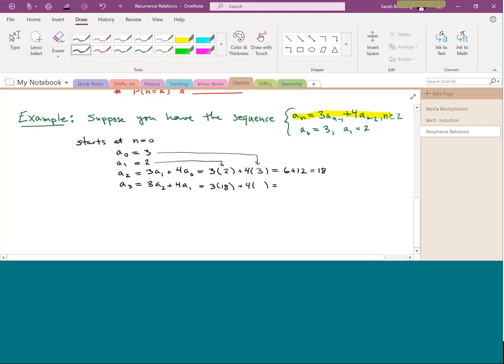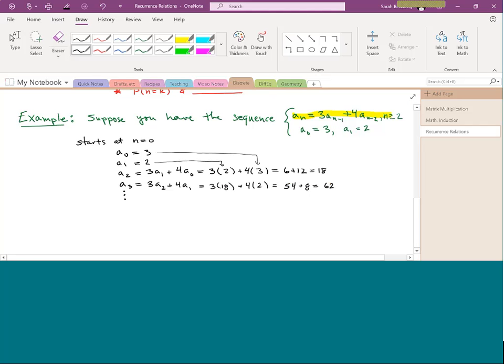I am so regretting doing this one now. And A1 we found previously is 2. So 3 times 18, 3 times 8 is 24, so that should be 54. And then 2 times 4 is 8. So add those together and we should get 62. Please double check, make sure that I actually got the right number there. So that's what your sequence would look like. You'd start off with 3, then 2, then 18, then 62, and it would keep on going.